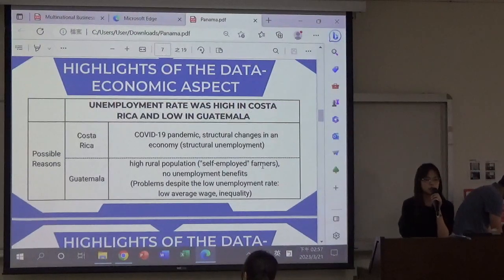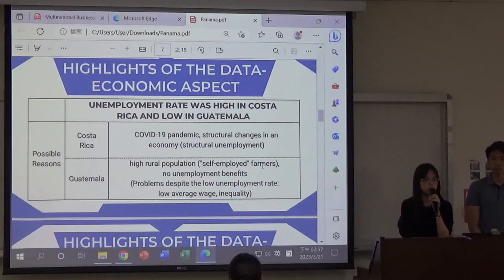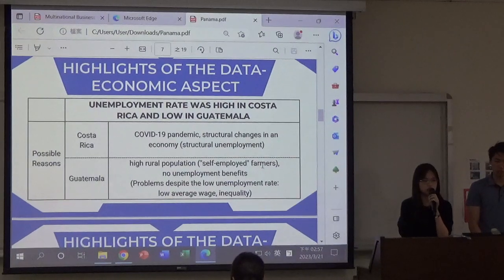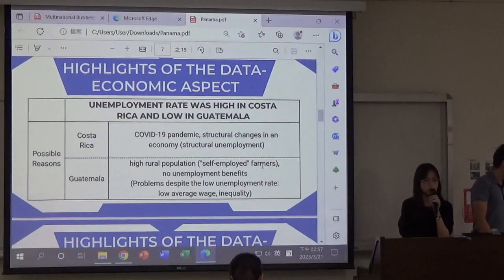Next, the unemployment rate was high in Costa Rica but low in Guatemala. As for the possible reason, we first zoom in on Costa Rica. The COVID-19 pandemic and the following structural changes in their economy might be the main affecting factor of their high unemployment rate. While Guatemala has a high rural population, which means they have many self-employed farmers. However, despite their unemployment rates, they have some problems such as low average wage and also inequality issues in their country.